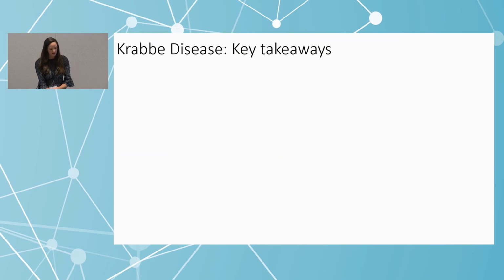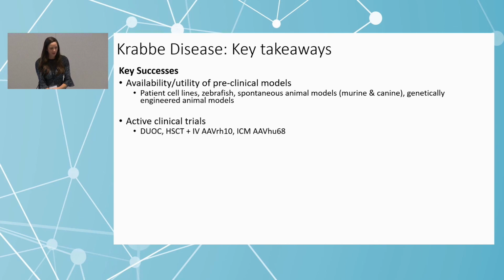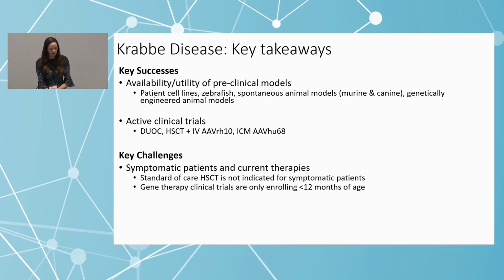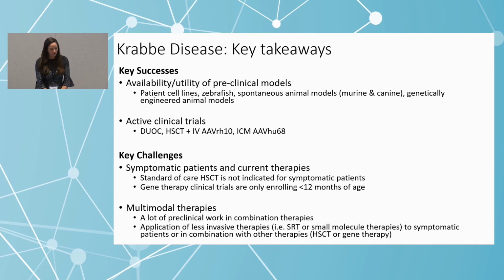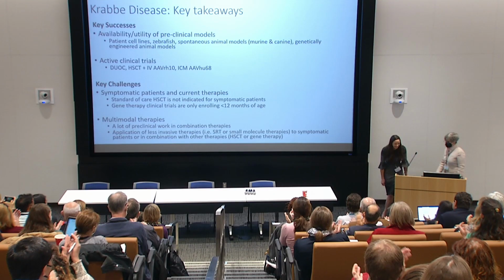symptomatic patients? So our key takeaways very quickly, the successes are really the availability and utility of preclinical models, active ongoing clinical trials, and our key challenges are really trying to find a way to treat the symptomatic patients and to try to get some of these multimodal therapies to the clinic for those therapies that may not be able to comprehensively treat Krabbe. Okay, I tried to get that all into 10 minutes. Sorry, Adeline.